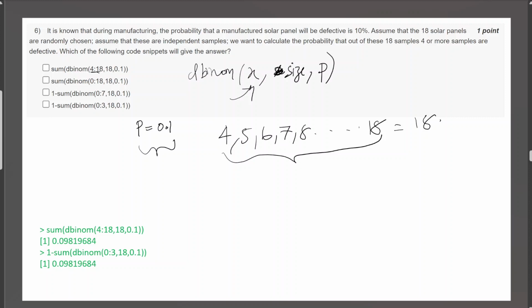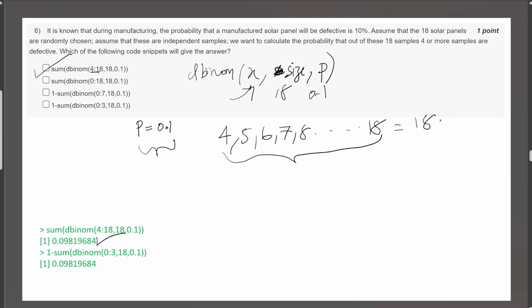Then size is 18, and p is the probability of success in each trial, 0.1. Sum adds up each of the values from 4 to 18, and the answer will be given. So the first option is correct. It gives the sum of the binomial distribution from 4 to 18. The answer is 0.9819.